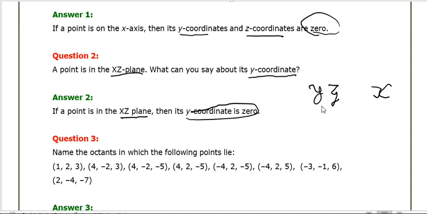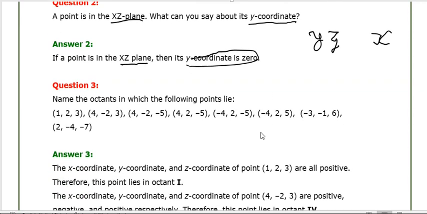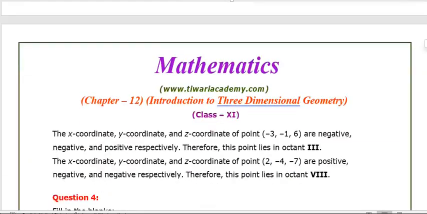Now here we have to answer this. Three coordinates are available, x, y and z, and we have to answer in which octant it is lying. So let us see how to answer it. First of all, I will explain how to name the octants.